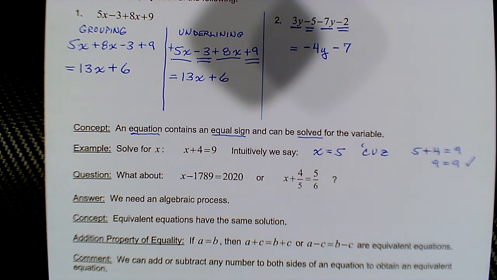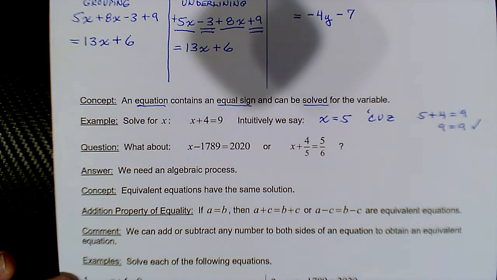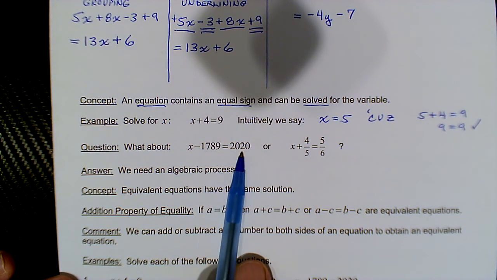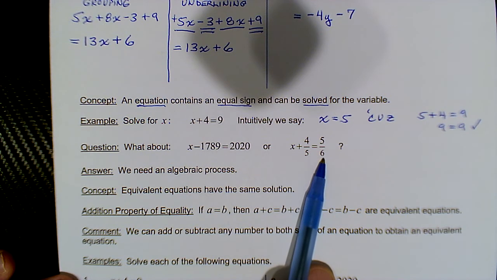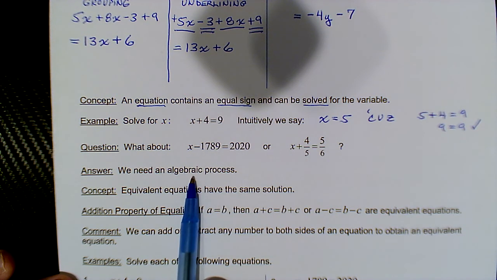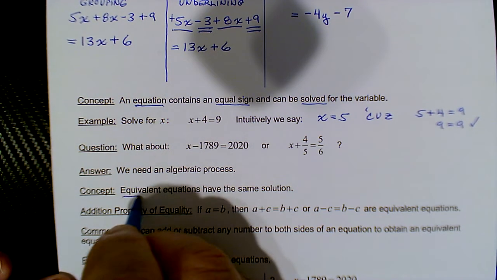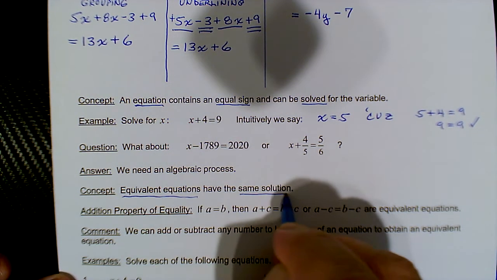But then the question is, what about something more complicated? Like x minus 1789 equals 2020, or x plus 4/5 equals 5/6. Those aren't as easy to intuitively solve. And so the answer to that question is that we need an algebraic process. And one other thing to note, especially when you try your homework in my math lab, they'll mention equivalent equations. And basically the idea is if two equations are equivalent, they have the same solution.